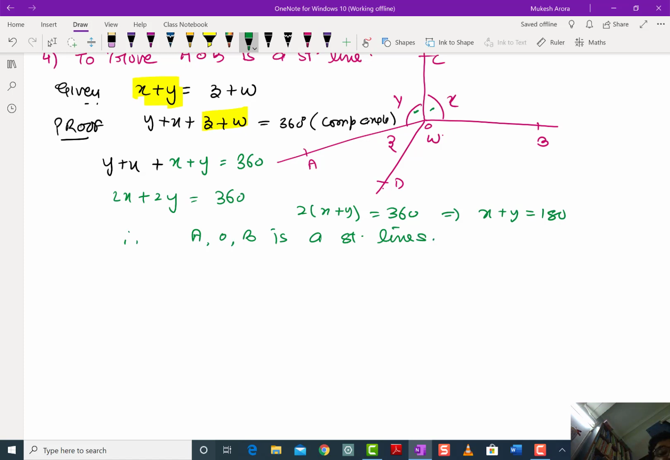You have to prove everything by facts and figures, not otherwise. This is the most important sum of the paper. 99% you will get in your exam.